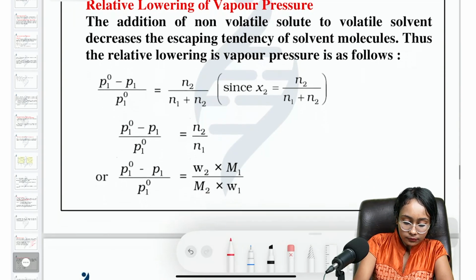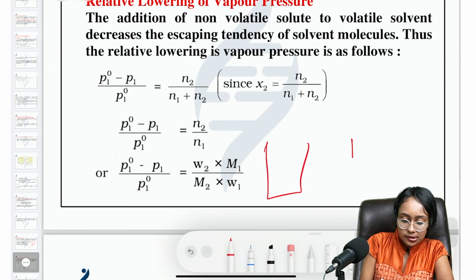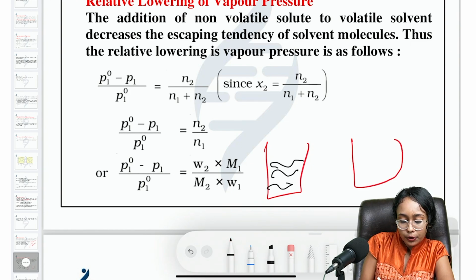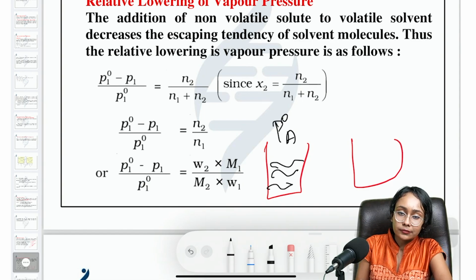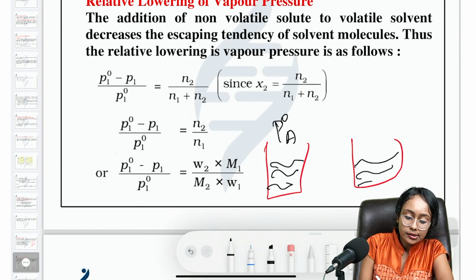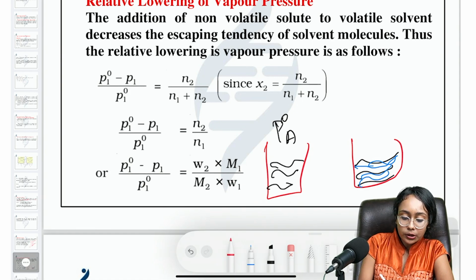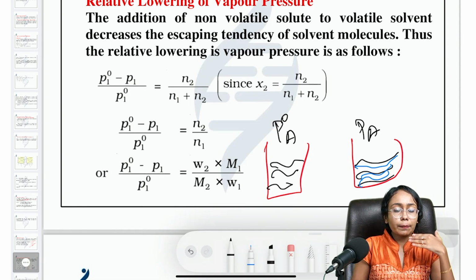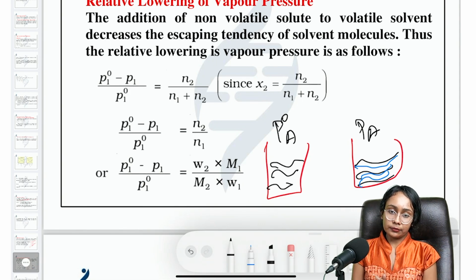Consider two containers. In the first container, I'm having a pure component of A. Let the vapor pressure be P naught A. In the second container, I'm having A itself, but a mixture of A with some other substances. So the vapor pressure will be PA. So is the P naught A higher or PA higher?